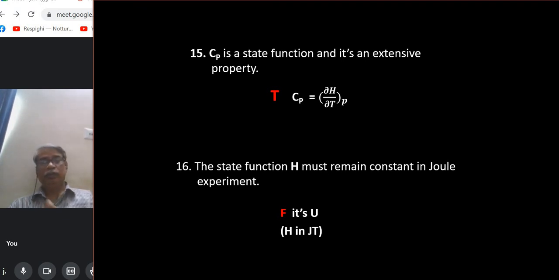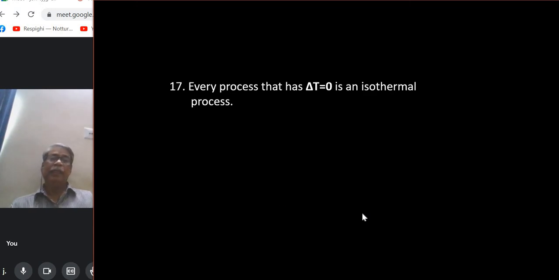So in that slide you can check carefully. Every process that has delta T equals to 0 is an isothermal process. No, delta T equals to 0 means T initial is T final, but isothermal means throughout the temperature is constant. So that is a false statement.